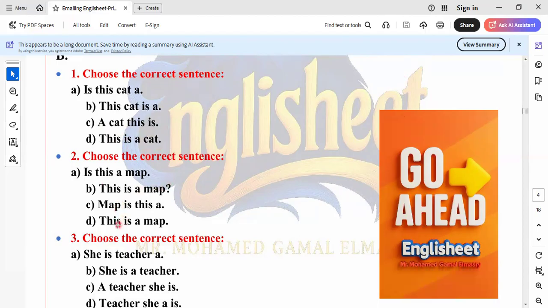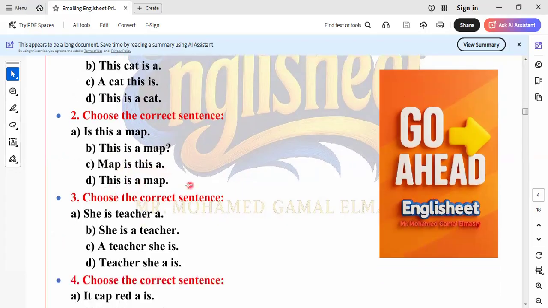So let's go to another one. We say, this is a map. Don't put a question mark, because as we know, we replace the verb instead of the subject when we make a question form. So "this is a map?" is wrong. "A map is this" is wrong. So the answer will be: this is a map.